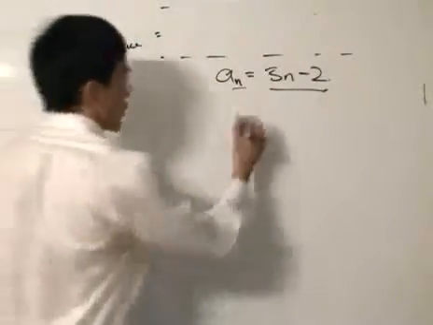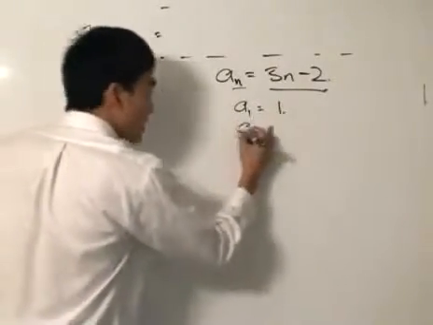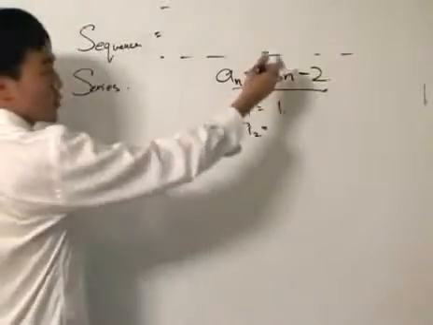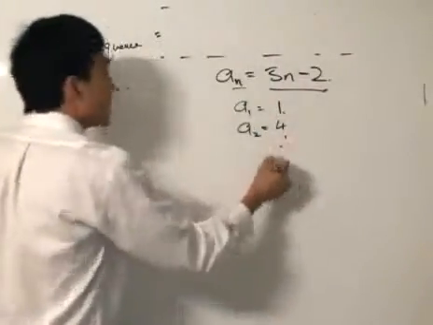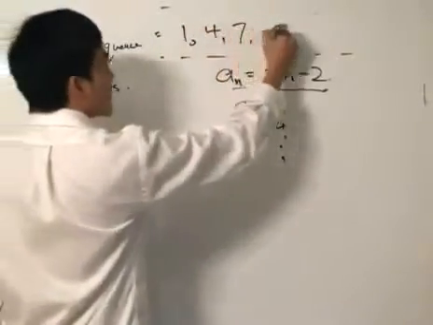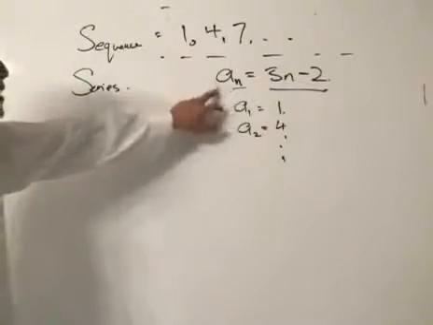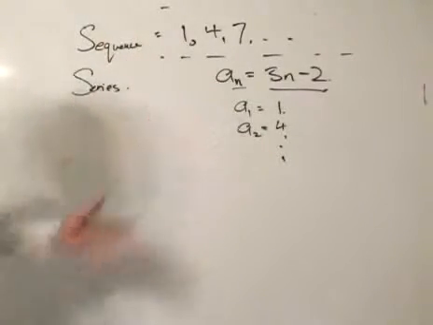So what is the first term? The first term is a1, and we simply get 1 over here. The second term is a2, where we get 6 minus 2, which is 4. So this is the sequence that we get: 1, 4, and I believe it's 7, and so forth like that. But basically this is the function that really spans the sequence, if one might call it that way.